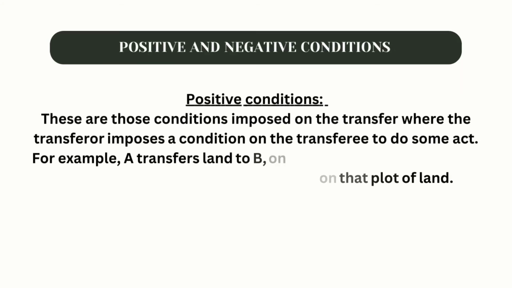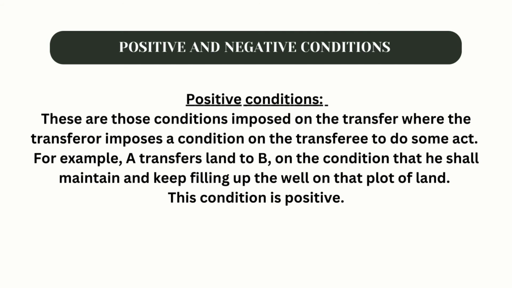Positive and negative conditions. First, we will see the positive conditions. Positive conditions are those conditions where the transferor imposes a condition on the transferee to do some act. For example, A transfers land to B on the condition that he shall maintain and keep filling up the well on that plot of the land. This condition is called a positive condition.